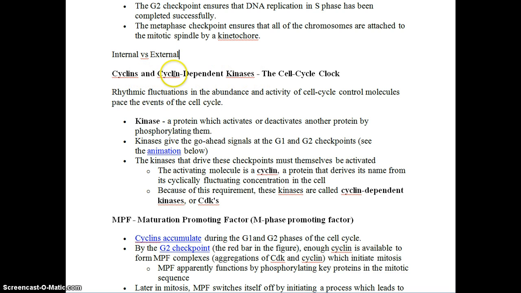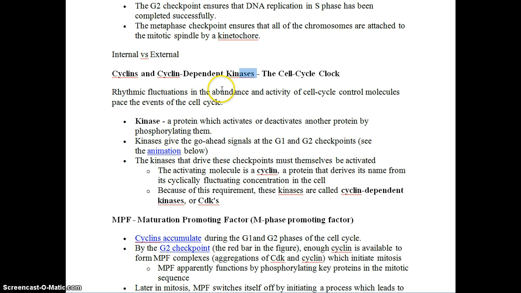You have CDKs, we call them, or cyclin-dependent kinases. That's an enzyme. How do we know it's an enzyme? Well, we know because it ends in ASE. All enzymes end in ASE. I was waiting for a response there if you didn't catch that.